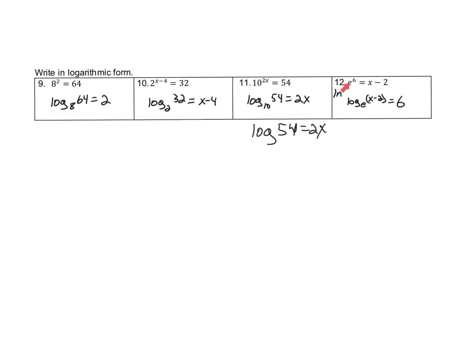All right, now in this last one, we have e to the 6th equals x minus 2. Well, e is the base of our natural function, okay? So our ln function is really just a log with a base of e. So that would be log base e of x minus 2 equals 6.